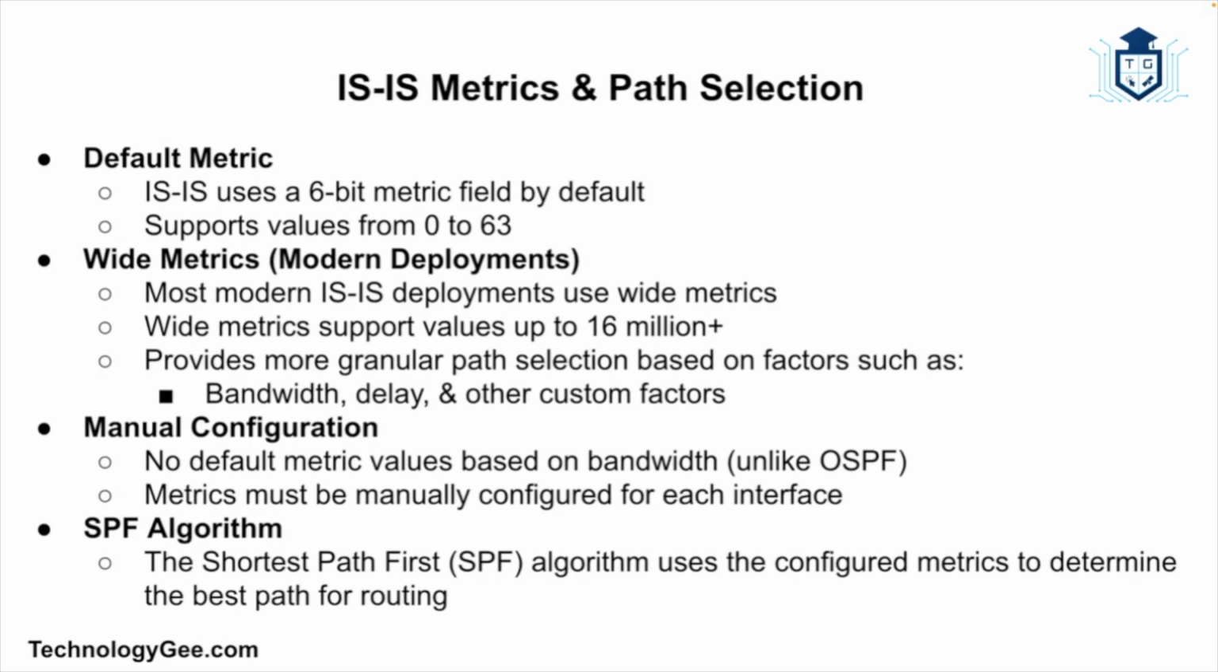All right, next let's talk about ISIS metrics and path selection. ISIS uses a 6-bit metric field by default, which supports values from 0 to 63. But in most modern deployments, we use what are called wide metrics, which support much larger values, up to 16 million plus. This allows for more granular path selection based on bandwidth, delay, or other factors. There are no default metric values based on bandwidth like in OSPF. Instead, you must manually configure interface metrics, and the SPF algorithm then uses these metrics to select the best path.